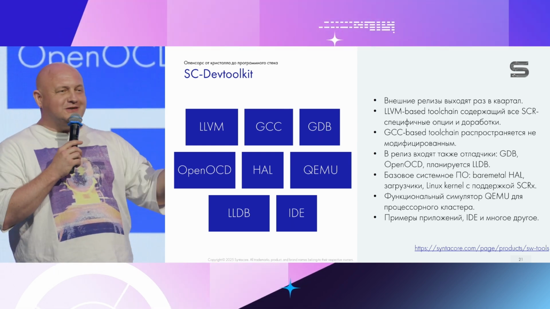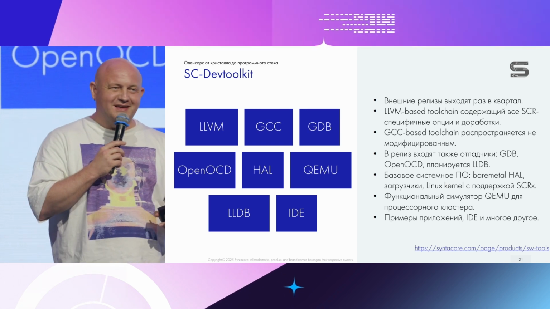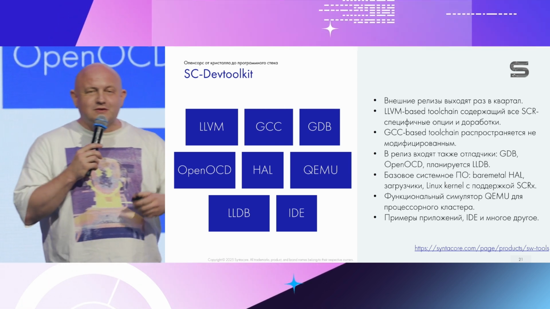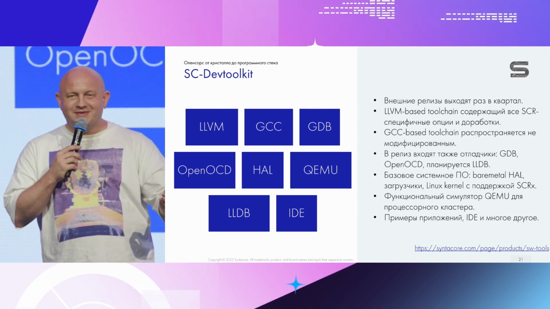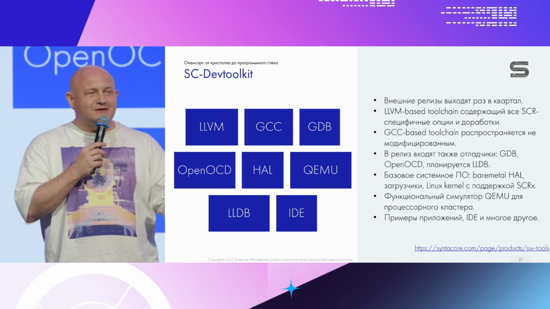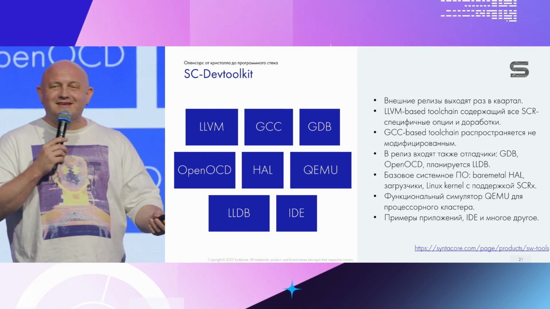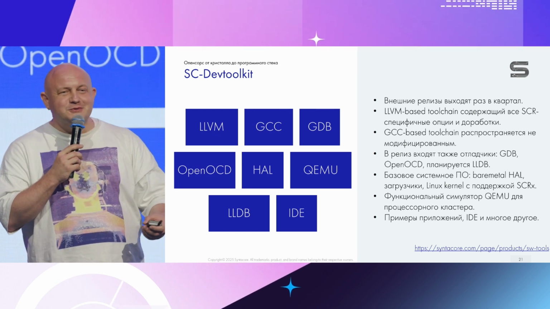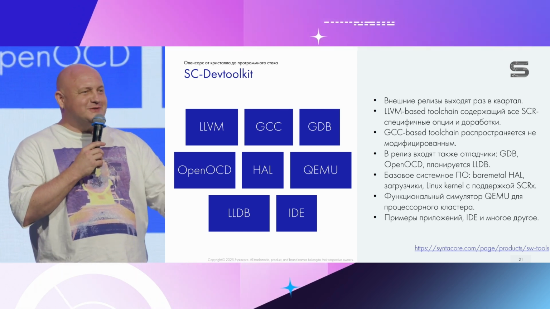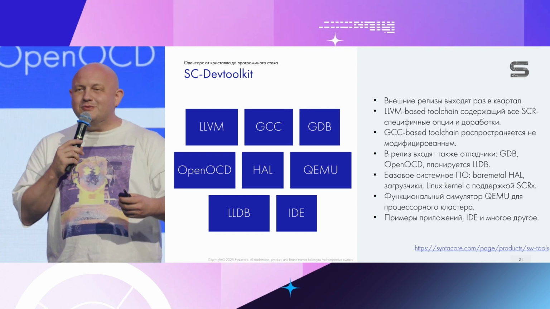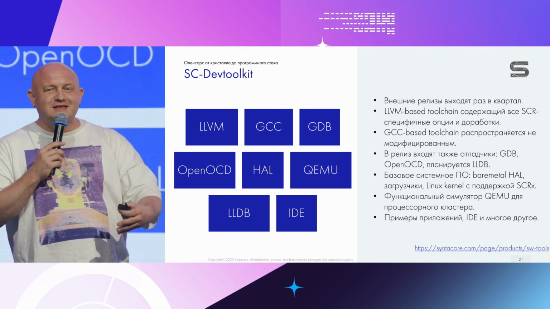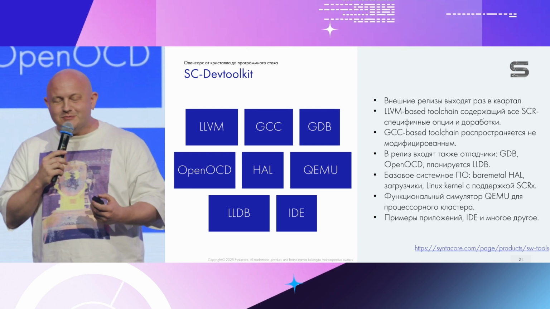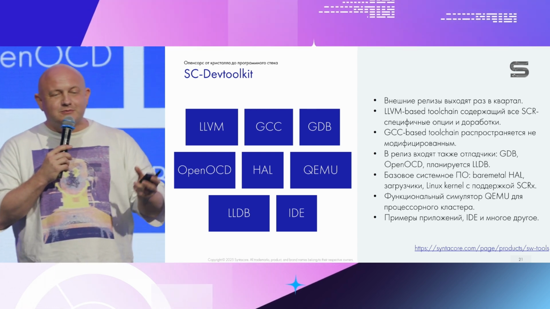It includes lots of tools, including two toolchains: an LLVM-based toolchain and a GCC-based toolchain. The LLVM-based toolchain is permissively licensed, because GCC is too much open source. In GCC, you cannot do anything without showing it to the whole world, and sometimes you don't want to show everything to the whole world.